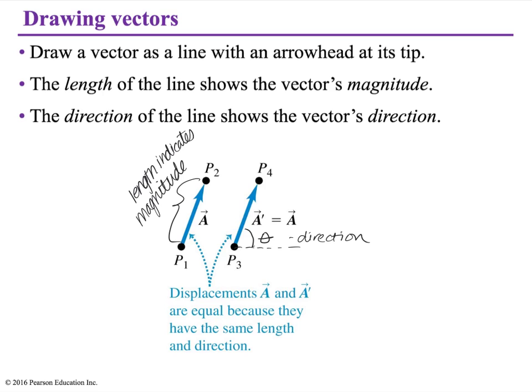Something else that I just want to make note of is this end of the vector is called the tail, and this end is called the head of the vector. These two vectors shown here are actually equal to each other because they're parallel to each other. They have the same direction, and because they have the same length, they have the same magnitude and direction. And so these two vectors, A and A prime, are actually equal to each other. They don't have to be drawn on top of each other to be the same.